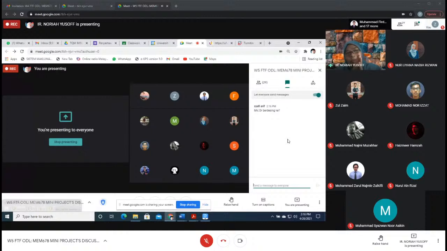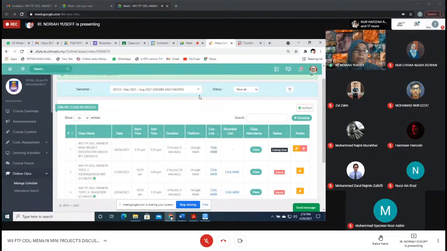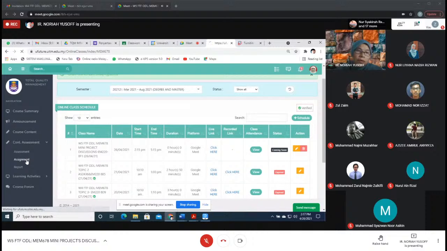So now, I just want to show you where the assignment has been uploaded. Can you see the screen now? My teacher's screen? Yes, that's it. Okay, now on the left side of the screen there is continuous assessment. If you click there and then go to the assignment, you click under the assignment. Under the assignment, ya Allah, it's slow. It takes ages.